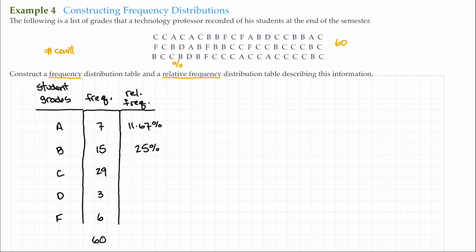29 out of 60 are C's. It's almost half. So that's 48.33%. 3 out of the 60 are D's. That's 5%. And 6 out of the 60 are F's. That's 10%. And if we add up all these percentages, 11.67, 25, 48.33, 5, and 10, that should come out to be 100%, which seems to make sense because every single solitary individual is listed here.